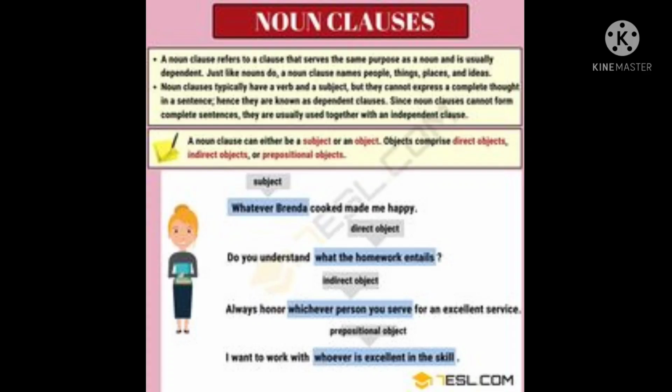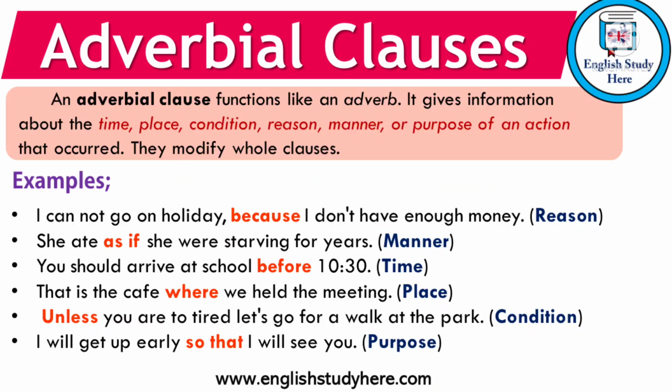In a noun clause, no commas are used. For example, how she behaved was not acceptable. In this sentence, how she behaved is a noun clause. The second example, he didn't know where he was. In this sentence, where he was is a noun clause.